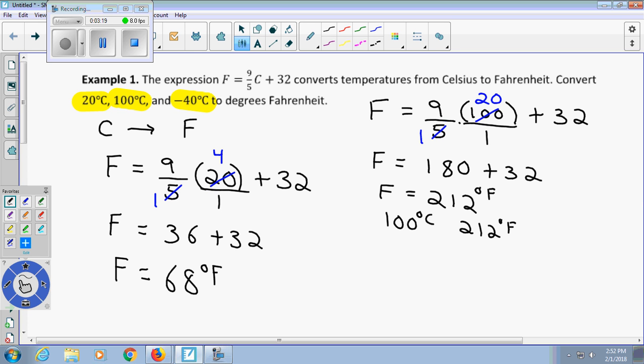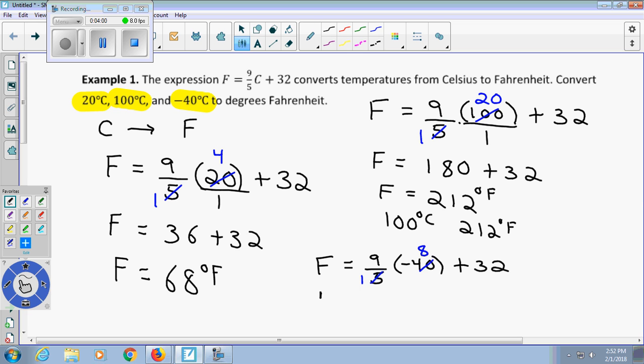And for the last one, negative 40 degrees Celsius, same thing. It works for negative numbers or really any number you like, but F is equal to, okay, so again, it's 9/5. We have negative 40 plus 32. So here we just have to be a little bit careful because of the negative number, but we can still cancel in the same way. I know I can just write it as 5 goes into itself once, and it goes into 40 eight times, but really that's negative 8 times 9 this time.